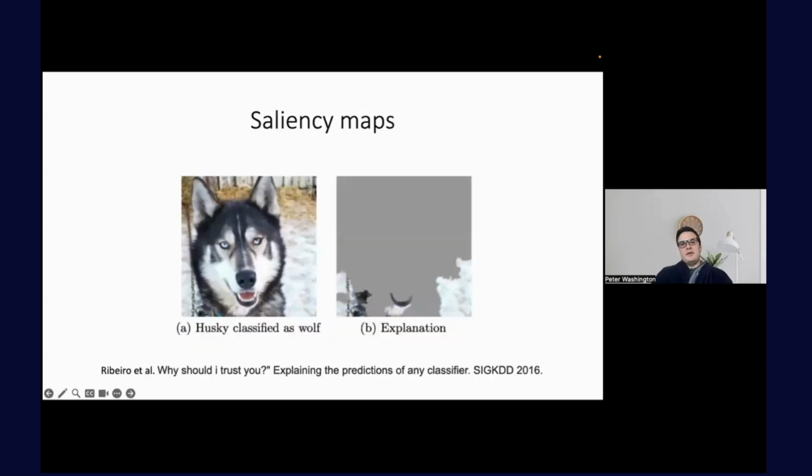And then for computer vision, a very popular method is called saliency maps, where we can literally look at the pixels that were most predictive of the outcome of interest. And so we could see that, okay, this AI model is predicting that this is a wolf. But when we look at why it's making those predictions, we see that the reason is because of all the snow in the background. So it's basically learning that snow means wolf, which is an issue because that's not what it's supposed to be learning.